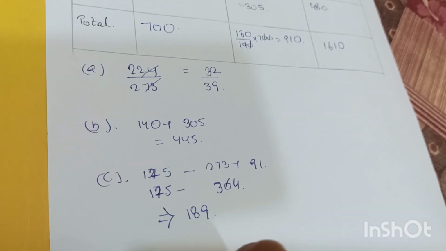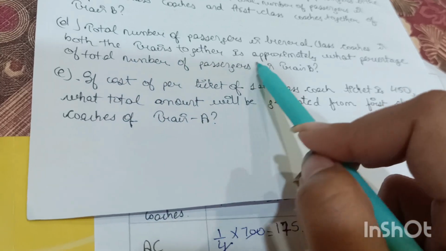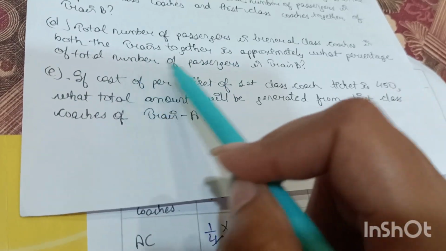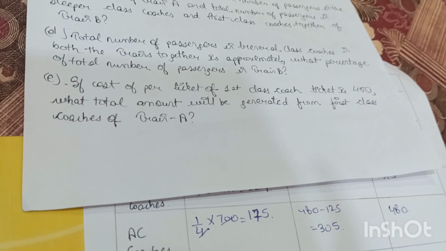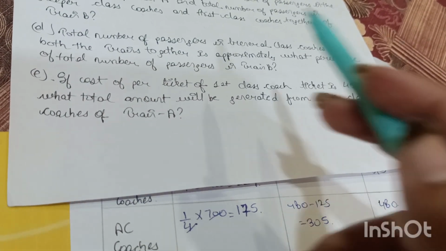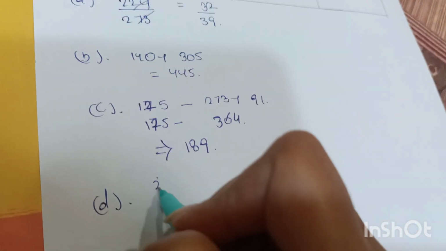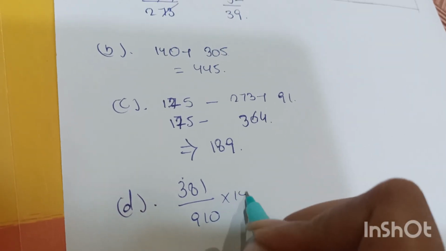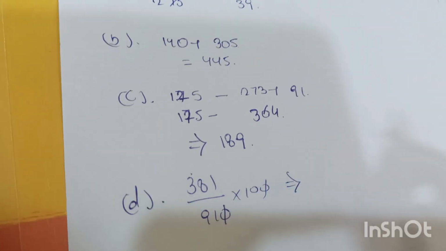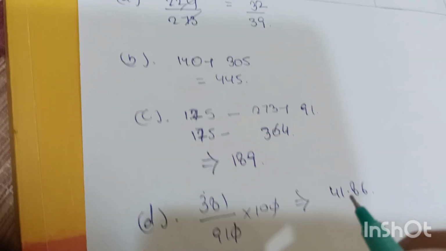Now for D, the total number of passengers in general class in both the trains is approximately what percent of the total number of passengers in train B. Let's see: general class total is 381 upon total train B, it is 910 into 100. When you solve, you will get the value as 41.86. Okay, so now let's do for E.